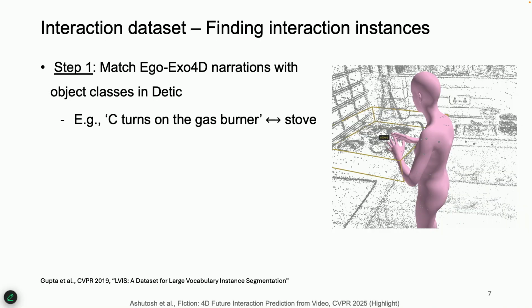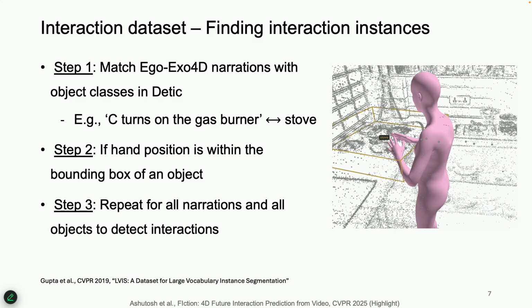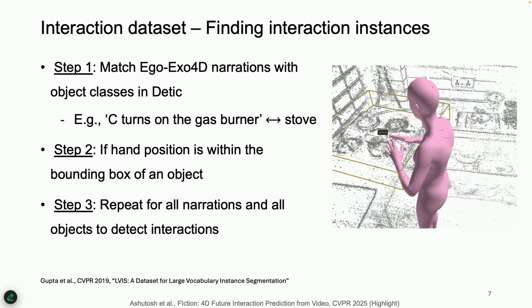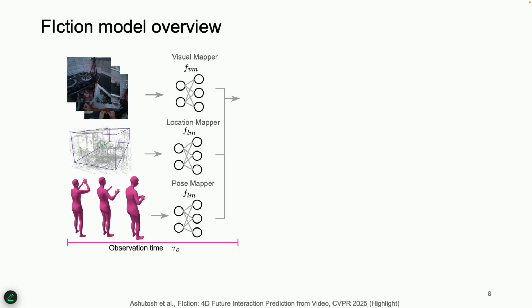The final stage involves finding the intersection of the objects and the human pose to find the interaction. We also additionally use EgoExo4D narrations to filter out the noise and make sure the interactions are also mentioned in the text. And we repeat it for all narrations and all objects to detect interactions. And this is how an interaction looks in 4D space. Using all these steps, we obtain clean datasets for training and testing.